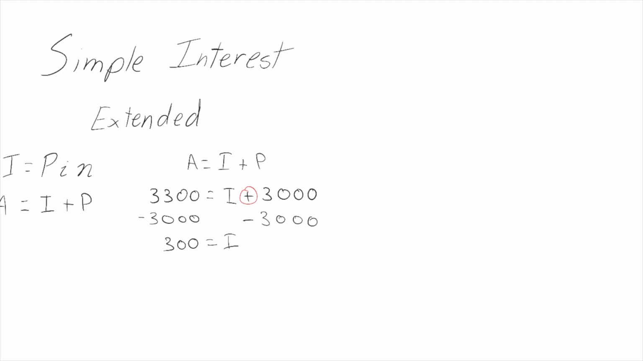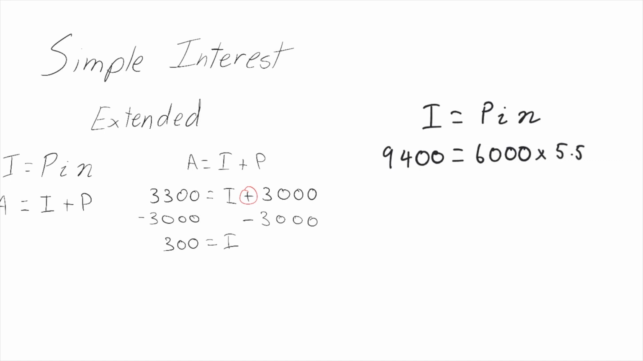So here we go. In this problem, our normal formula would be I equals P I N. And in this problem, we're going to say that the total interest that I've paid is $9,400. I'm also going to give myself a principal of, let's say, $6,000 times an interest rate of, let's say, 5.5%, but I want to know how long that loan is.